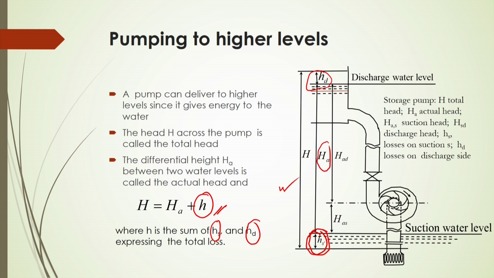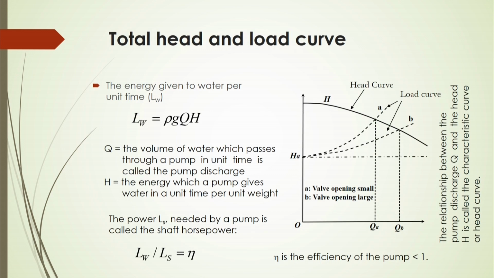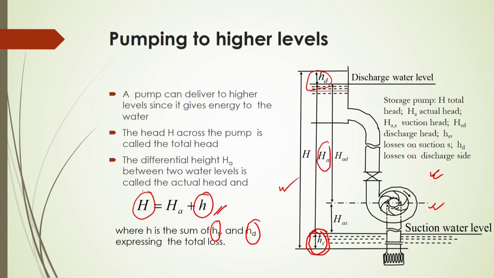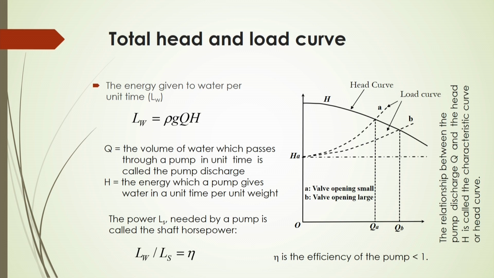In this case, if we consider a storage pump, then this pump will be suctioning the water from the reservoir and it will be delivered to a certain height of the water reservoir. H_S is the losses on the suction side and H_D is the losses on the discharge side. It is given in the figure. So, based on this figure you can calculate what should be the total head loss, and again what should be the total head and load curve for this pump.